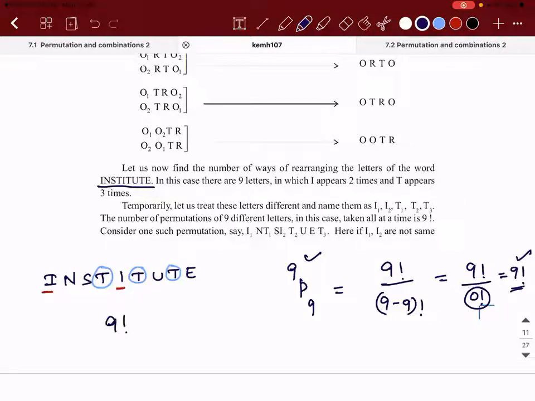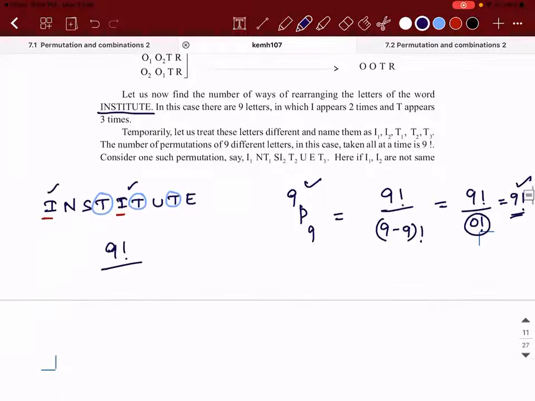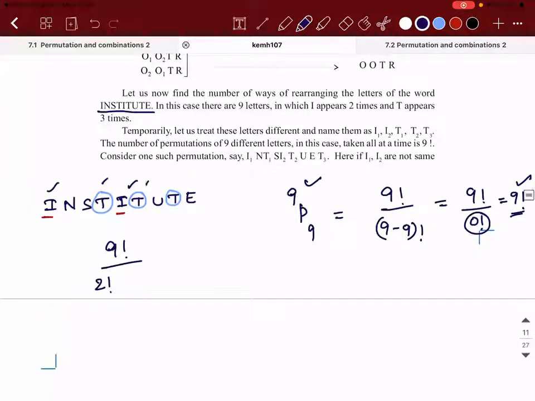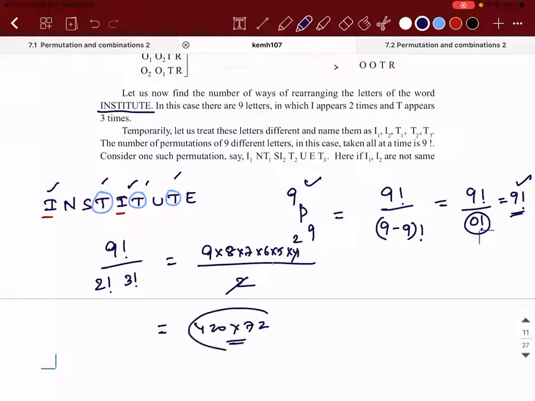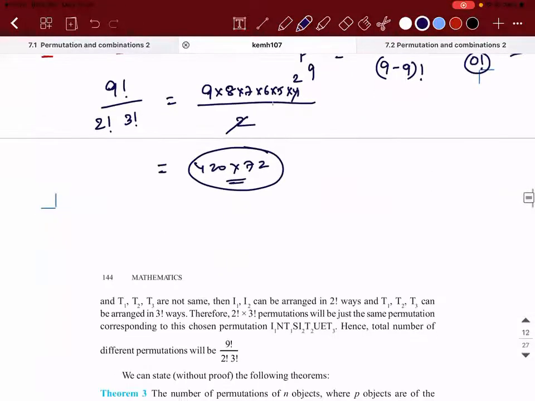Right? So out of the 9 factorial, how many things are getting repeated? I is getting repeated twice, so divide by 2 factorial. T is getting repeated thrice, so you need to divide by 3 factorial. So how to solve this? 9 into 8 into 7 into 6 into 5 into 4 divided by 2. So it will cancel 2 times. So 10, 60, 60 into 7 is 420, 420 into 72 is going to give you the number of words that can be formed. Guys, am I clear? I'm hoping all these things you already know.